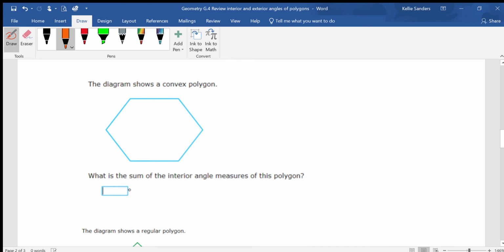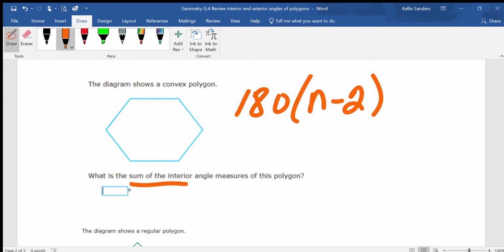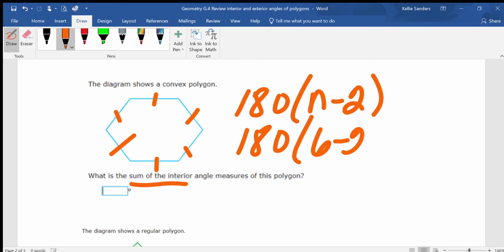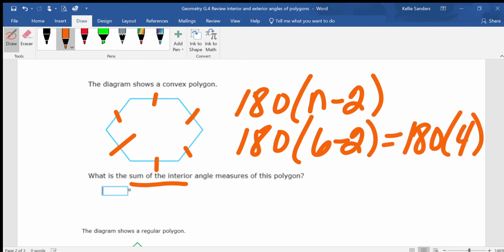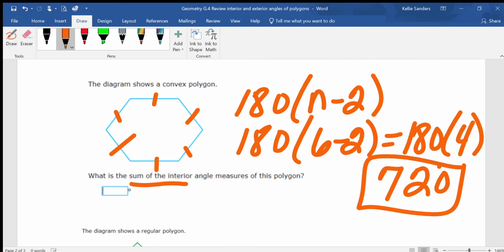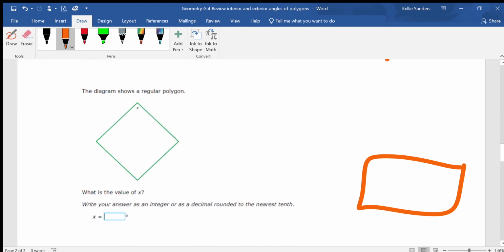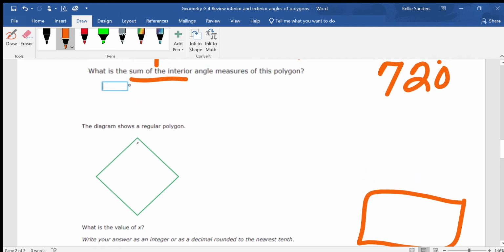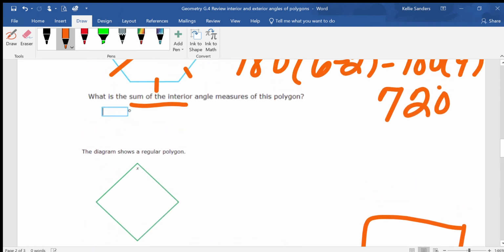Sum of the interior angles. So what's the formula for sum of the interior? 180 times n minus 2. 1, 2, 3, 4, 5, 6. They are 6 sides, so 180 times 6 minus 2. 180 times 4, 360, 720. Seems that goes away. Why didn't you go away?